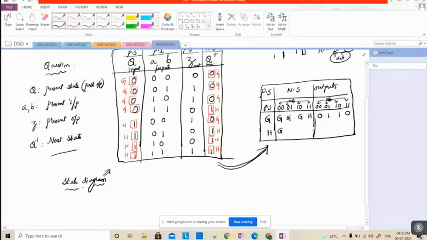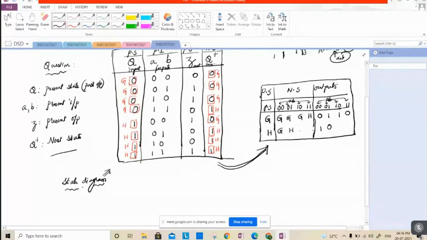What will be the output? 1 or 0? 1, sir. Okay. So present state is H, 0, 1 is my input. What is my next state? Present state is H, input is 0, 1. H, right? What is the output for this combination? Output 0, sir.